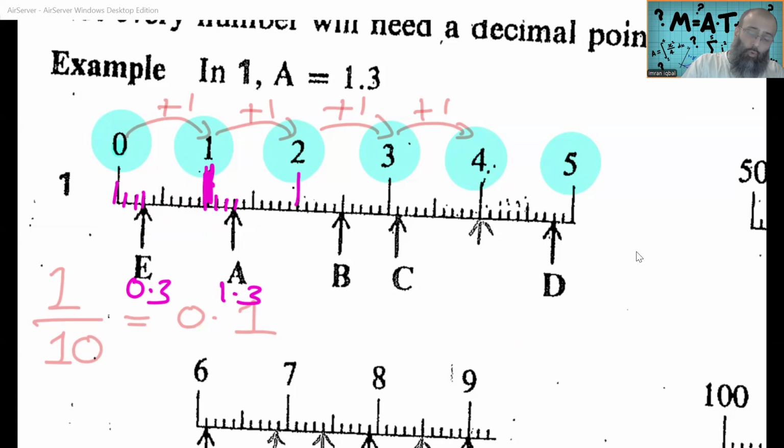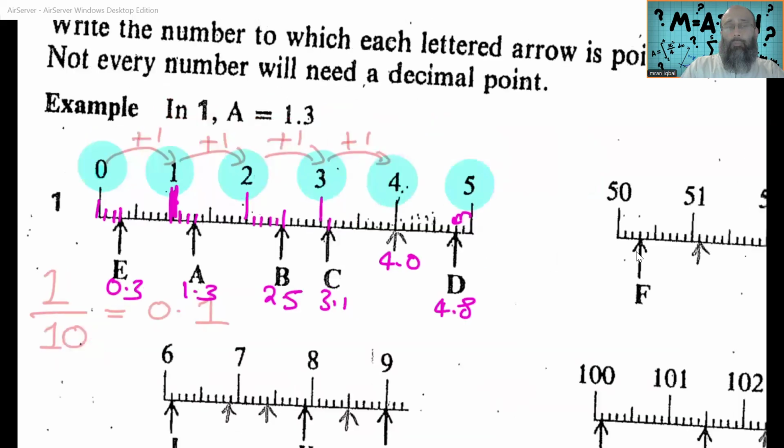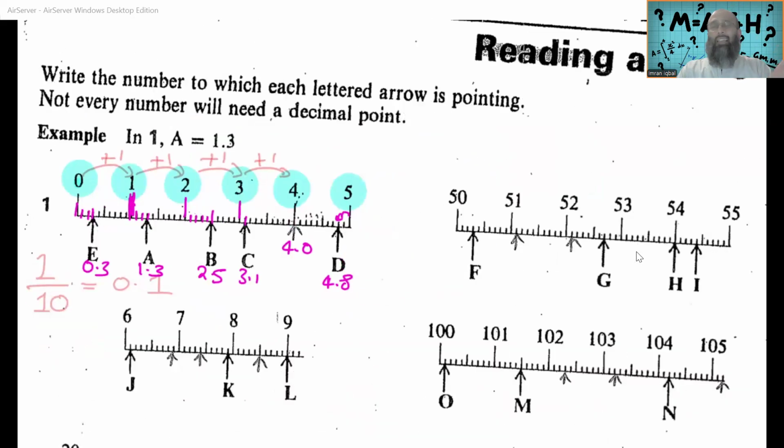So we have 2, 2.1, 2.2, 2.3, 2.4, 2.5. Then 3, and then add 0.1, that gives you 3.1. And that will give you bang on 4. And that will be 0.2 less than 5, which will give you 4.8. So that's a scale that starts at 0, nice and straightforward.